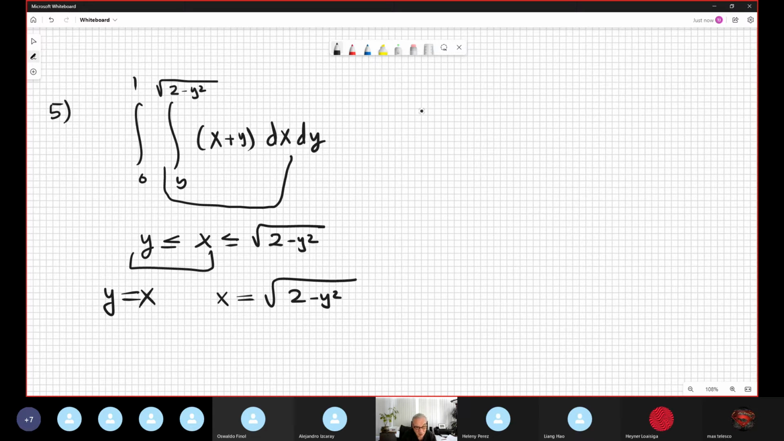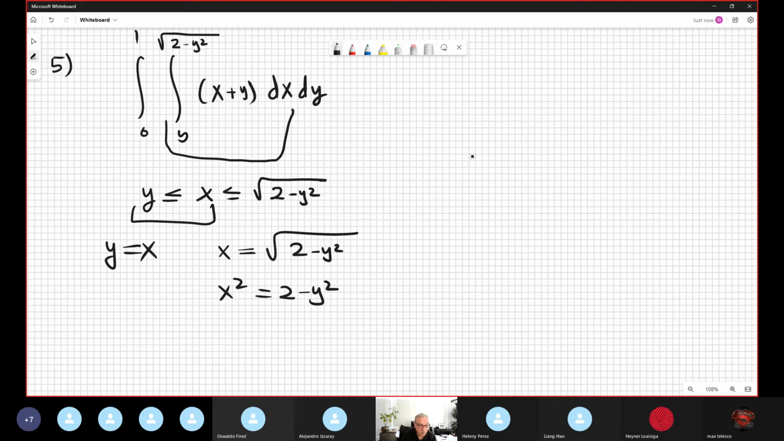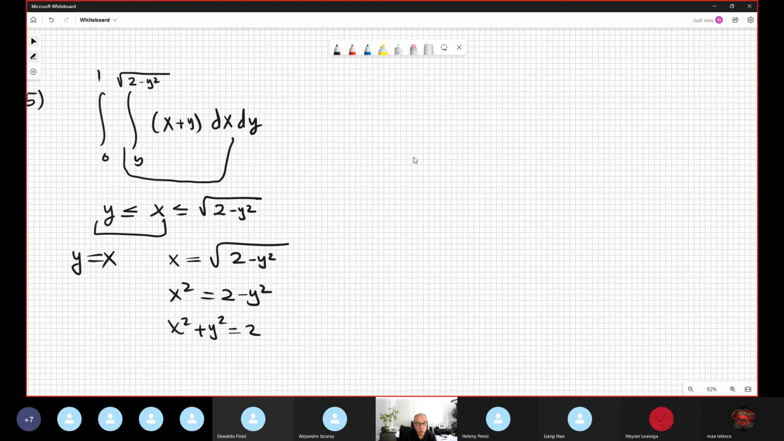So maybe I need to manipulate it a little bit to understand much better. I believe it is a circle, but I don't understand. Square both sides: x squared is equal to 2 minus y squared. Okay, nice. Therefore x squared plus y squared equals 2. Oh, it's a circle, with radius. When I try to do my best, I draw the rectangular coordinates by hand.